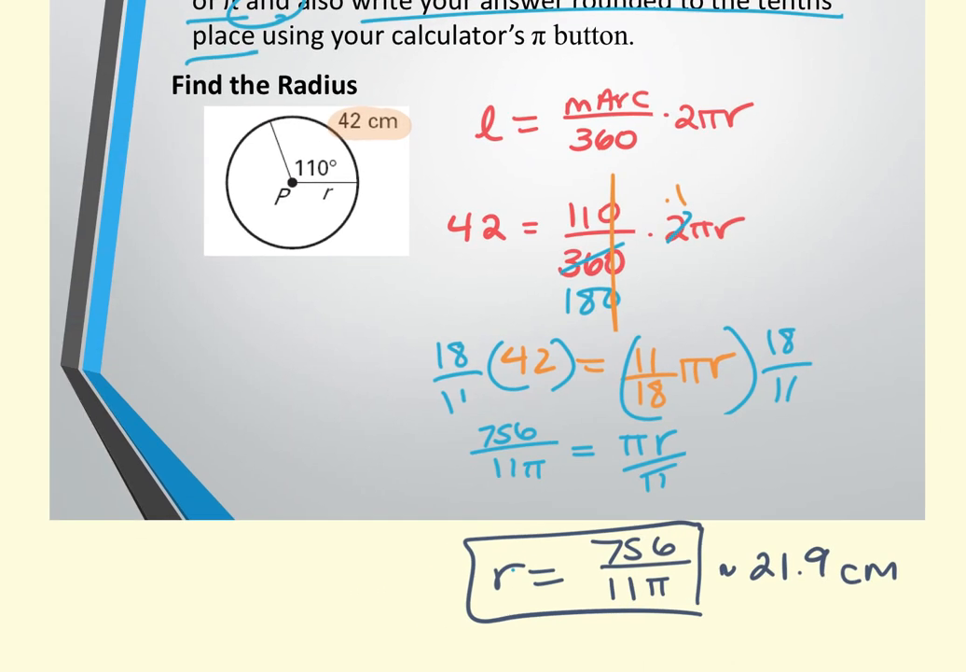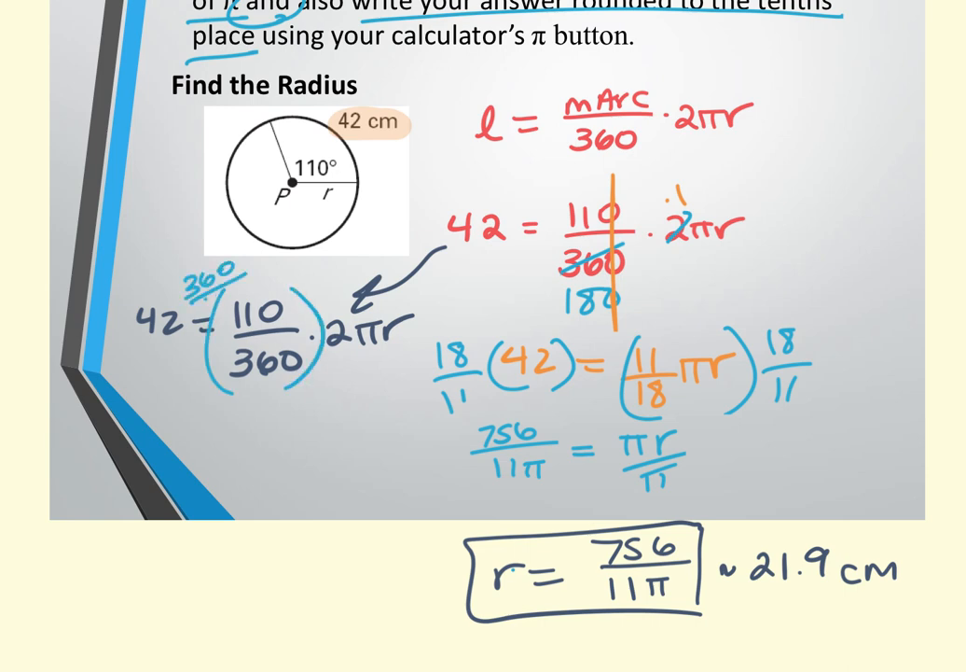If it had gone directly from here and I had my calculator, which is most likely the type of question you'll get with this one, I would have multiplied both sides by 360 over 110. So I would do 42 times 360 divided by 110, and I get 137 point blah blah blah, equals 2 pi r, and then I would divide both sides by 2 pi. Again, you got to group the 2 pi. That is rounded.